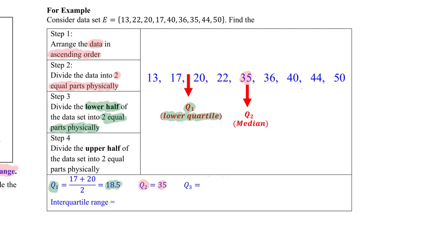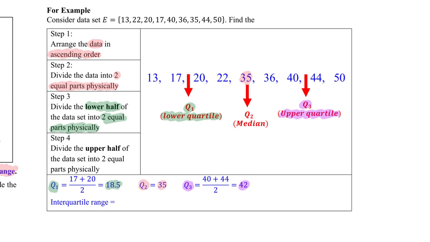The lower quartile. Do the same for the upper quartile. Okay? So the upper quartile will then be equal to 44 plus 40 divided by 2 to give me 42.